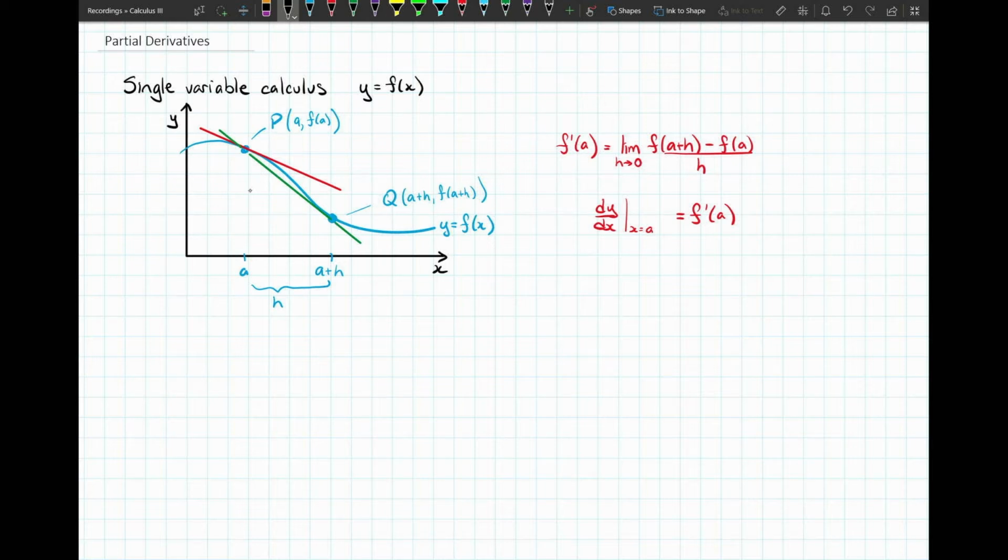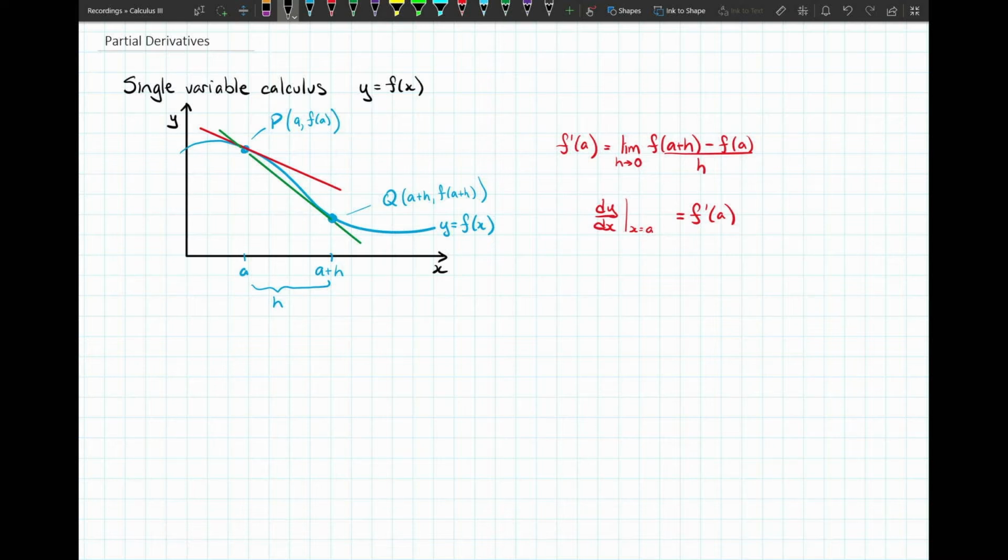If point P is at an x-coordinate of a, then we just let Q be at an x-coordinate of a plus h, where h could be negative if we wanted Q to be left of the point P. And we can calculate those two y values and essentially calculate the slope as the difference in the y values over the difference in the x values. And to get the slope of the red tangent line, we take the limit as h approaches 0.